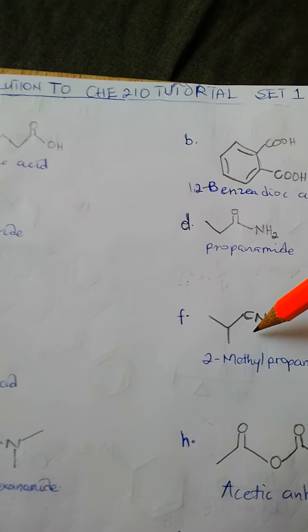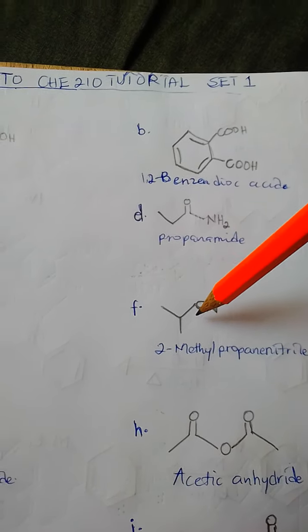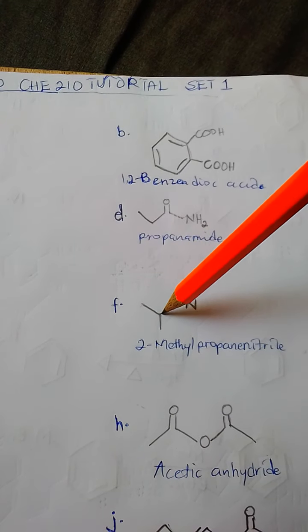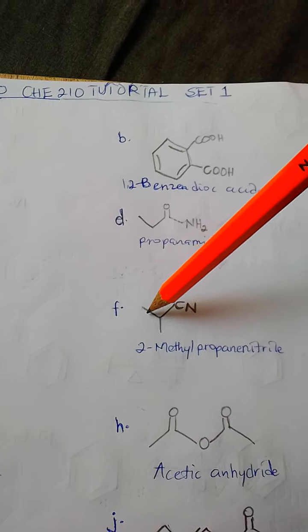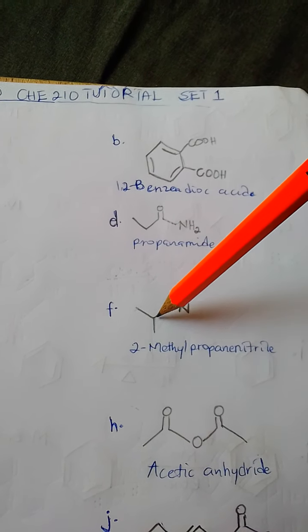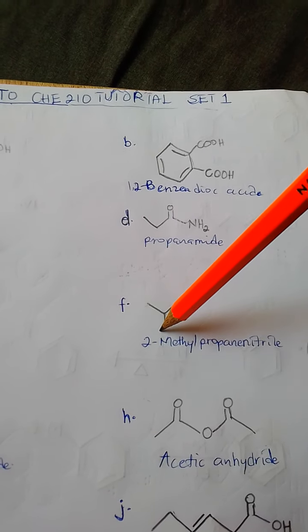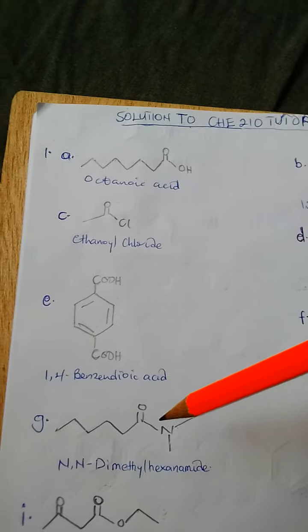This is a nitrile. So this one is 2-methyl propan nitrile. So this is 1, 2, 3, 3 carbons. So it's propan nitrile, and this methyl group is on the second carbon of the propan nitrile. So it's 2-methyl propan nitrile.